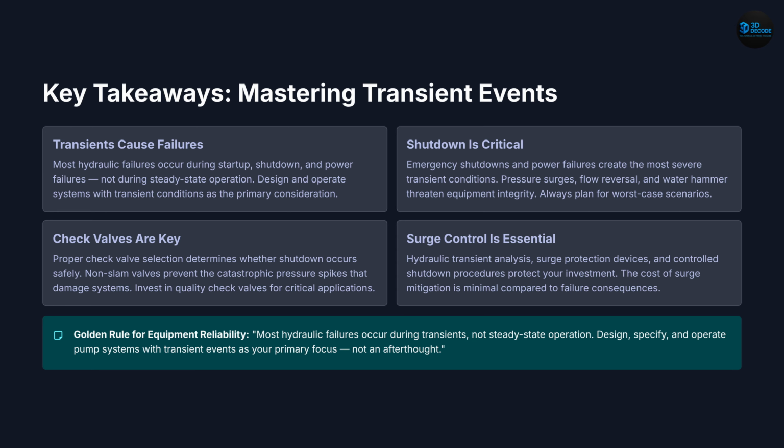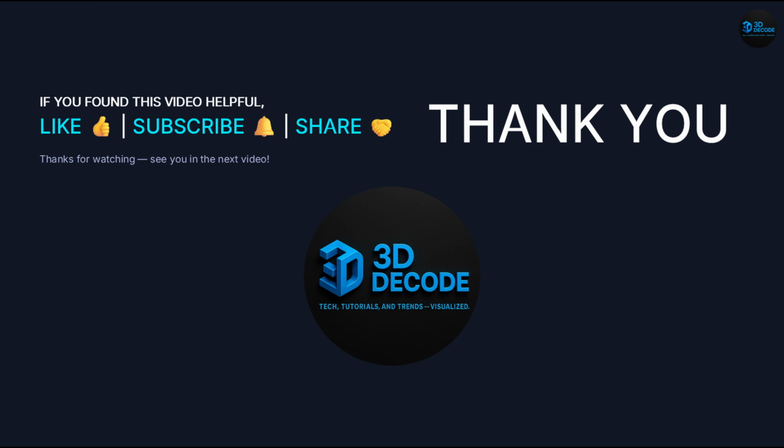Slide 14. Final takeaway. Remember this key principle. Most failures occur during transient events, not steady operation. If you design for transients, your system will be reliable. If you ignore them, failures are inevitable. If you want to become a strong engineer, you must think beyond steady-state conditions and focus on real-world behavior.